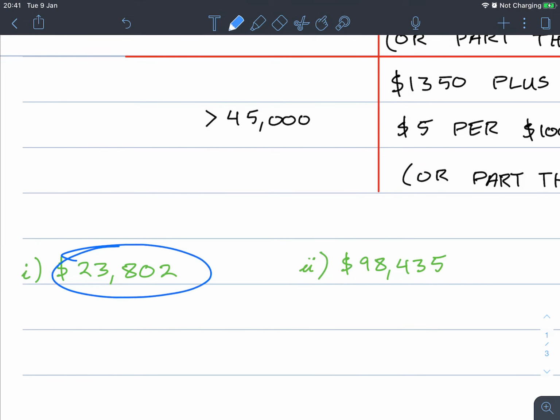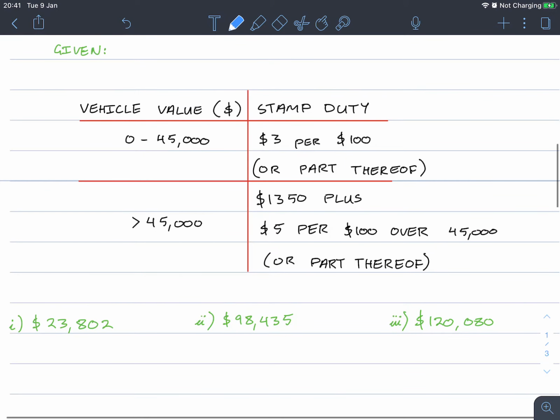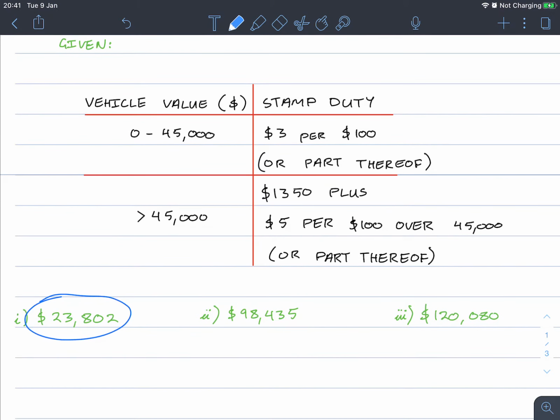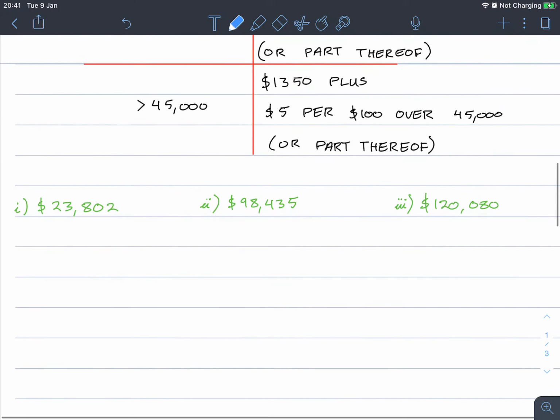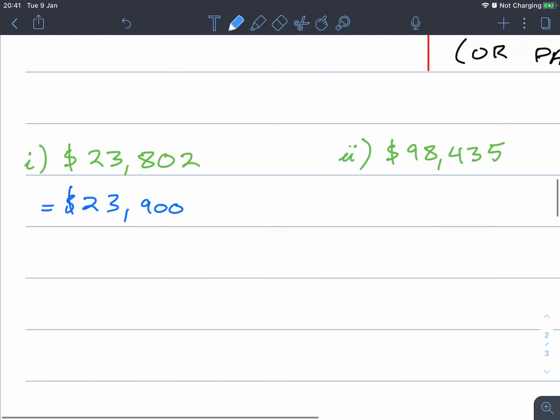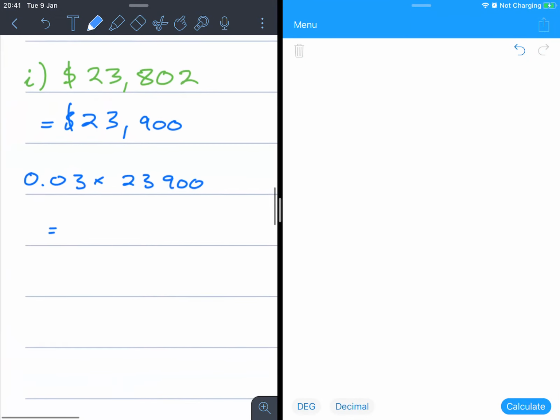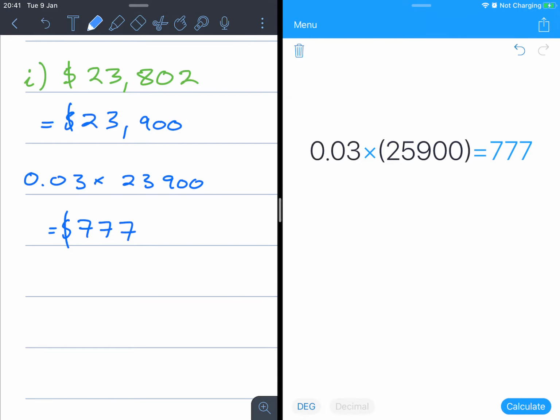So a vehicle costs $23,802. Well, because it's between $0 and $45,000, we follow this stamp duty here, which is the same one, $3 per $100 or part thereof. Unfortunately for this, we have to round up to the nearest 100 because of the $2, so $23,900, and we find 3% of that. 0.03 times 23,900. Lucky sevens. $777.